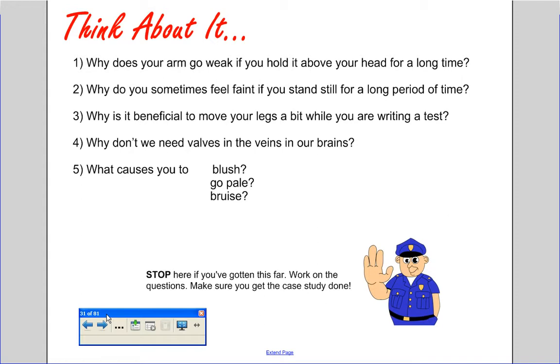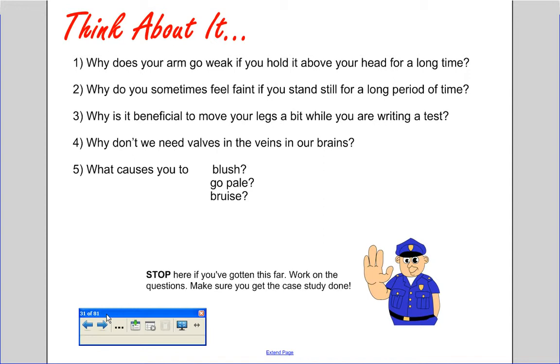Okay, same sort of thing if you're feeling faint from standing for a long period of time. Why is it beneficial for you to move your legs or wiggle your toes while you're writing a test? Well, we just said that. Why don't we need veins or valves in the veins in our brains? Yep, you're right. Okay, your brain is above your heart, so it uses the force of gravity in order for blood flow to occur.